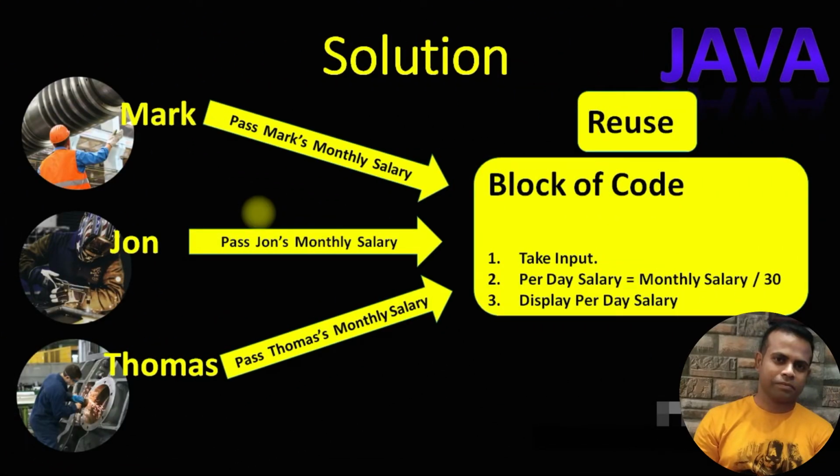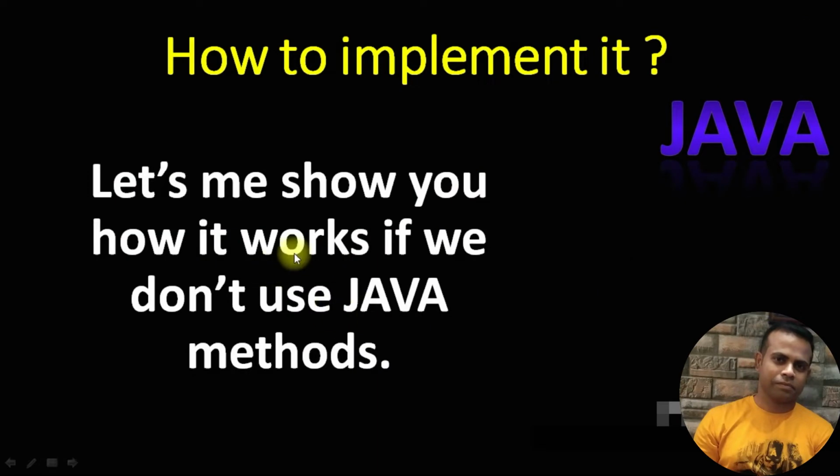Now to complete this program, we have to create some block of code, which is basically what we call functions or methods, and then we will pass the monthly salary there and we will get the result. So before doing that, first let's understand how we can create that without a Java method.